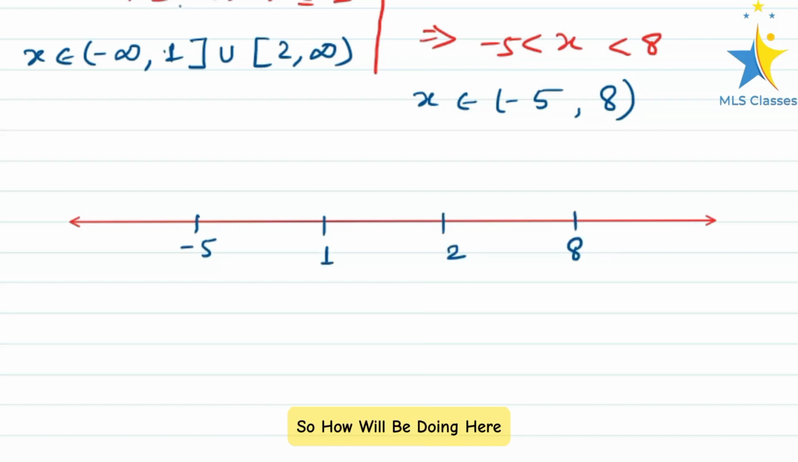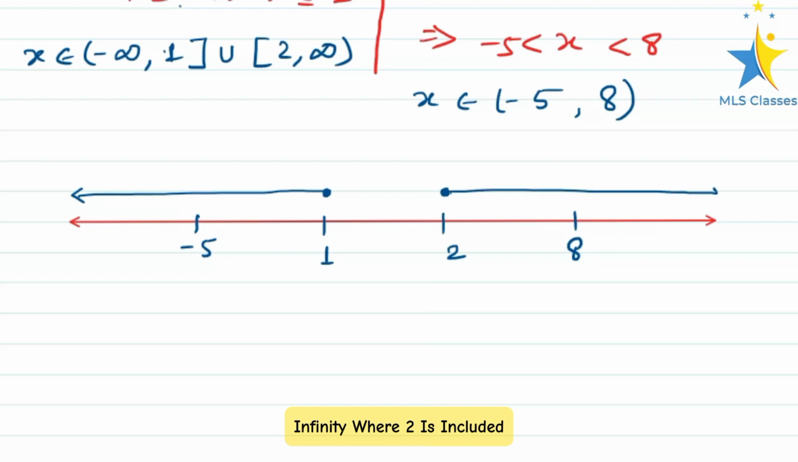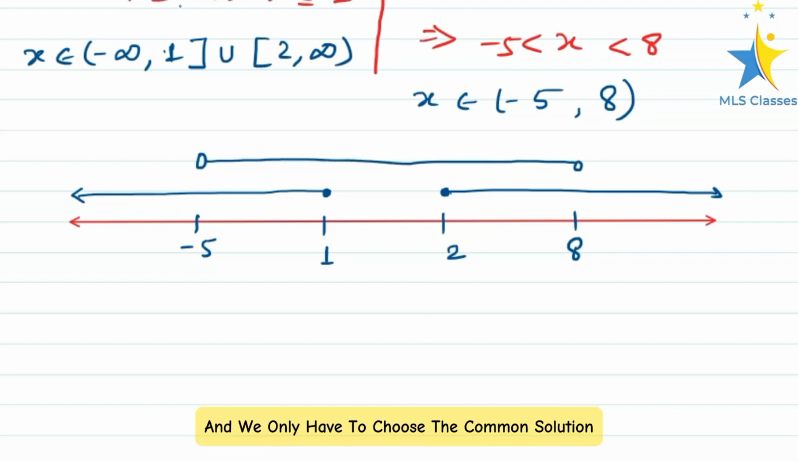How will we do it here? The first solution says negative infinity to 1 and then 2 to infinity, where 1 is also included and 2 is also included. The second solution says negative 5 to 8, so negative 5 is not included and 8 is also not included. We only have to choose the common solution, so this one is the common solution.